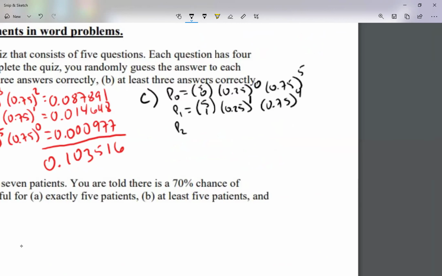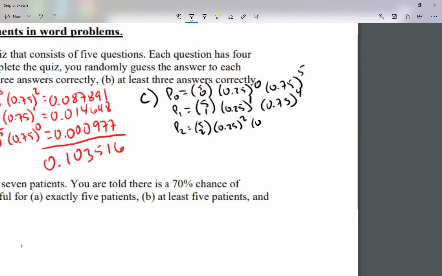And then what's the probability I get 2 right? 5 choose 2, and then times 0.25 to the second times 0.75 to the third, because I'm going to be right twice and wrong 3 times. And then add them all up. Each of these gives me a number, add them all up, good to go.